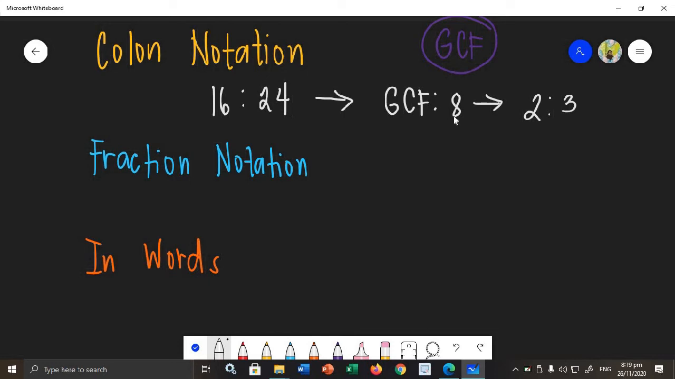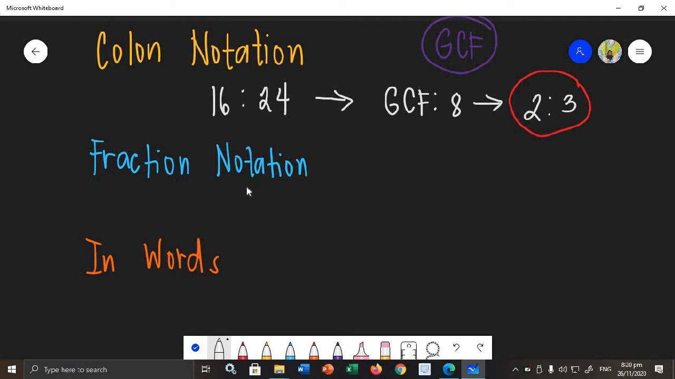So, 16 divided by 8, that is 2. Okay? And then, 24 divided by 8, that is 3. Therefore, the lowest term of the given ratio is 2:3. Okay? And then how about if the given is in a fraction?